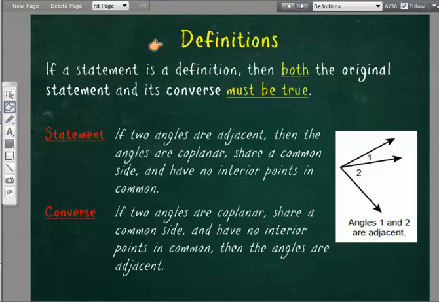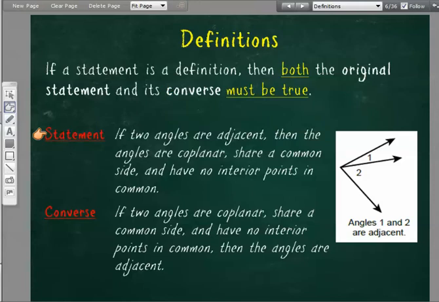So first let's look at definitions. If a statement is a definition, then both the original statement and its converse must be true. So the original statement and the converse have to be true for it to be a definition.